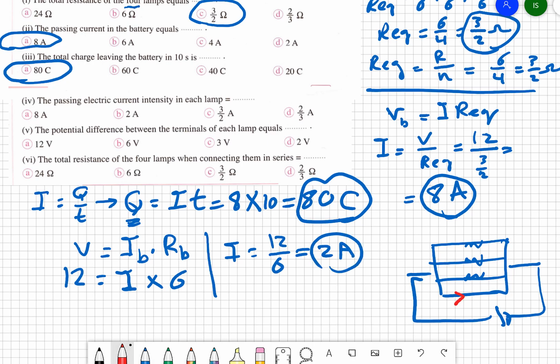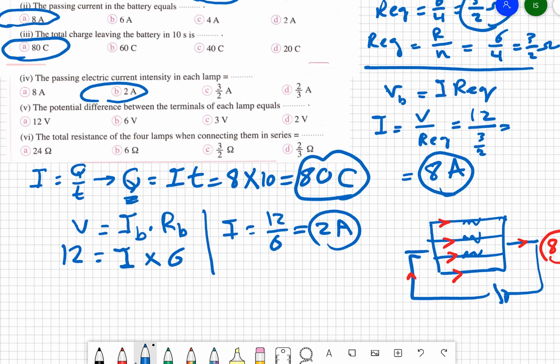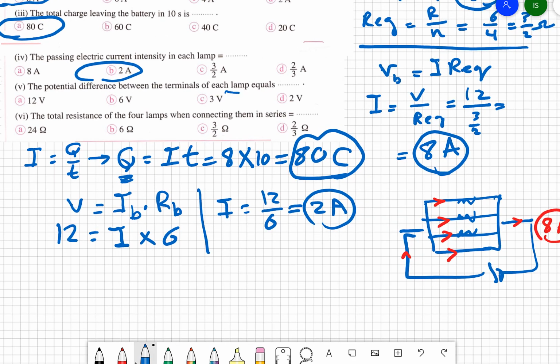So 2 amps move here, 2 amps move here, 2 amps move here, and when they are connected together, it is 8 ampere. So we finished this one, 2 amperes. The potential difference between the terminals of each lamp is the same as the potential difference of the battery, so 12 volt.